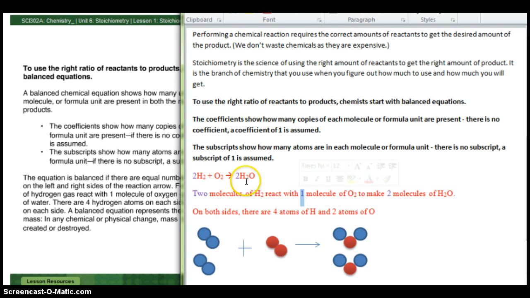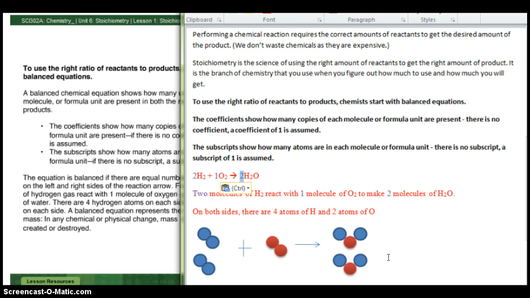Notice my 1 is in purple. If I wanted, I could put that same 1 right here. I do not have to, but I could. All right? And that makes 2 molecules of water. Again, I changed it to purple to remind you that that's what the coefficient tells us. And in my diagram, there's 2 copies of the water.